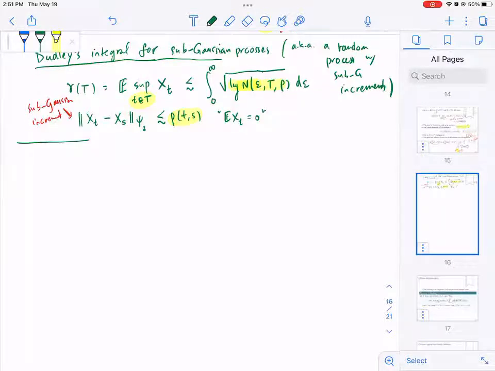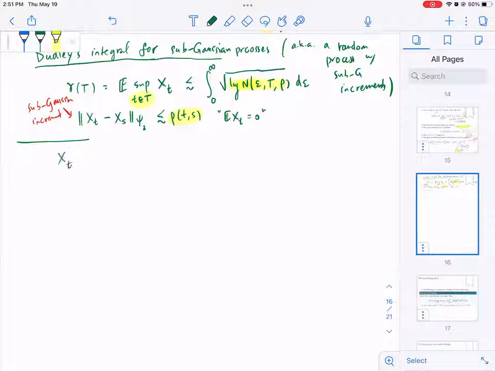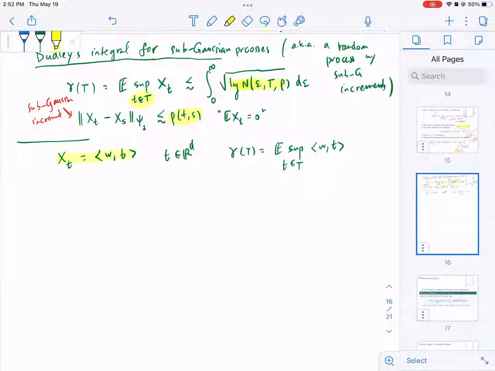A very special example is this process, if I define X_t to be w times t, where t is in R^d. This gamma(T) would then be the expectation of the supremum. That would be the Gaussian width exactly, which is also related to the Gaussian complexity. So this process, does it have sub-Gaussian increments?